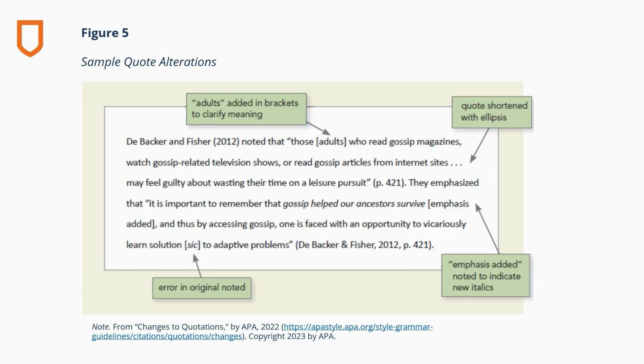Here's what the changes can look like in the text. We have a change of word in square brackets. We have an ellipsis, dot space, dot space, dot, to omit some words. We have emphasis added in square brackets after italicizing some words, and sic in square brackets to note the error.